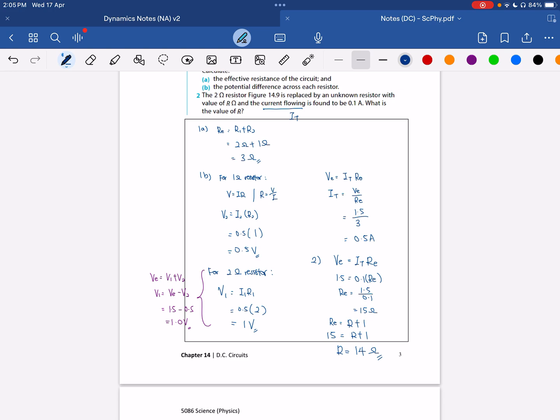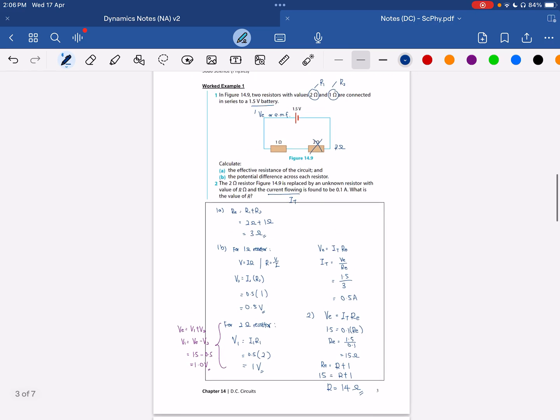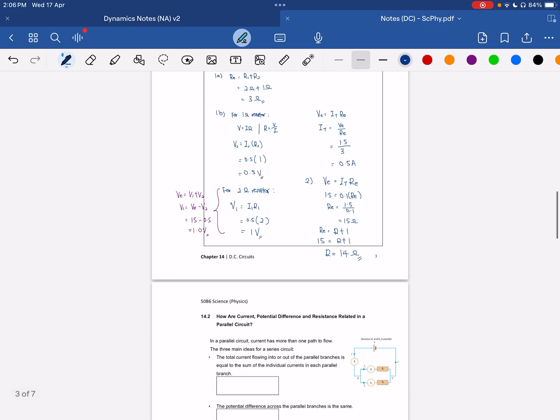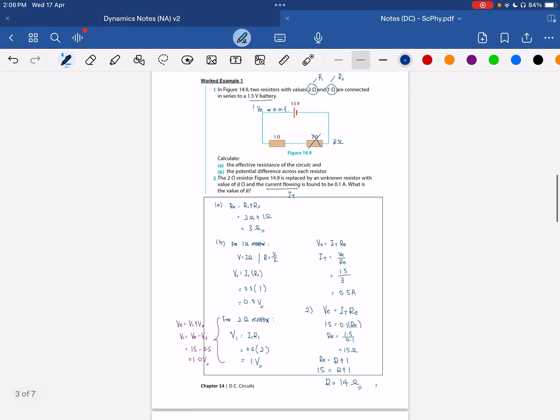Okay, that's clear. So this will be a typical solution that you can have. At any point if you find that I'm moving on too fast, please either slow down the video or pause it to look at what you need to copy. Okay, so that's for series circuit. End of part 1.